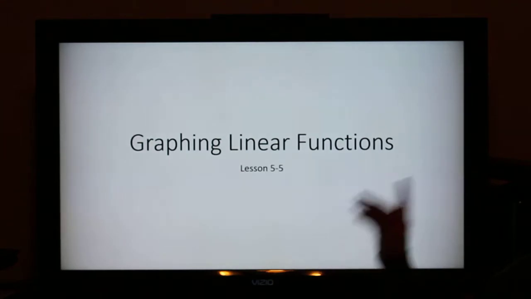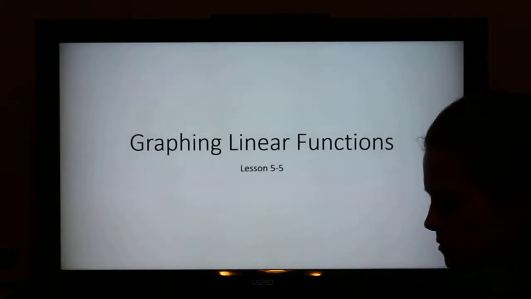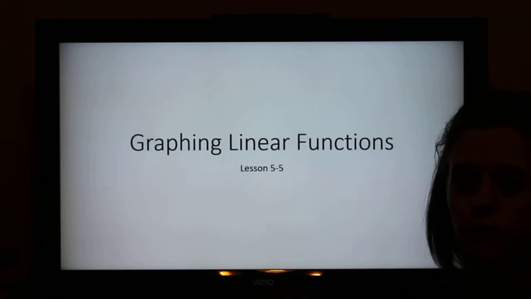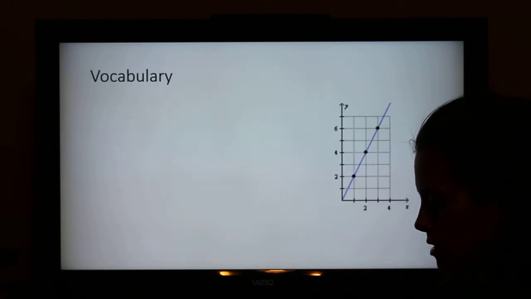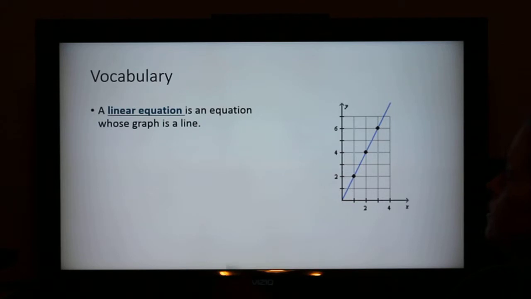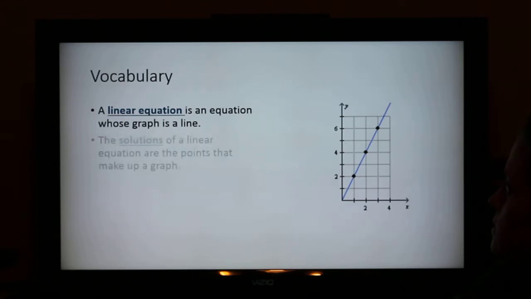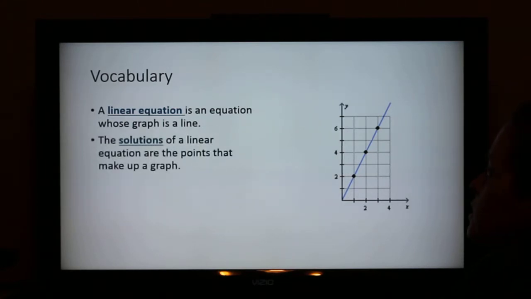Today we're going to be talking about graphing linear functions. Now when graphing linear functions, we first have to cover a little bit of vocabulary. For example, a linear equation is an equation whose graph is a line. As you can see right here, I've given you an example of that. The solutions of a linear equation are the points that make up a graph.